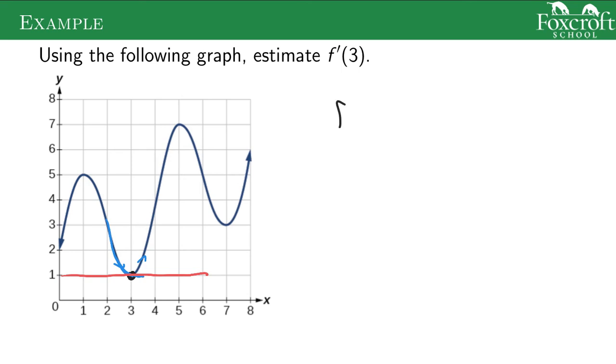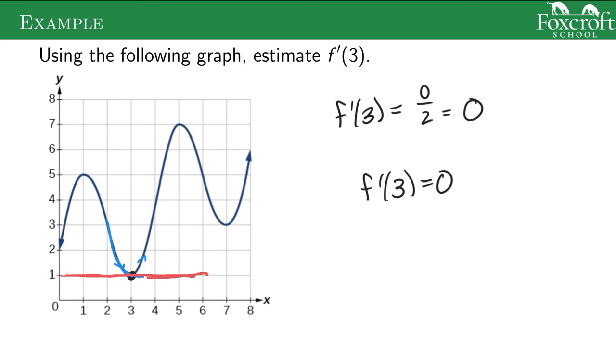So f prime of 3. What is the slope of that line? There's no rise over whatever run you pick, it's just 0. So f prime of 3 equals 0. The slope of that tangent line at 3 is 0. And this is actually a really important thing we'll focus on in a later unit. The fact that this is at the bottom here means that my derivative is 0. We'll talk more in class about how to draw these tangent lines first, and then estimating the slope is just rise over run.